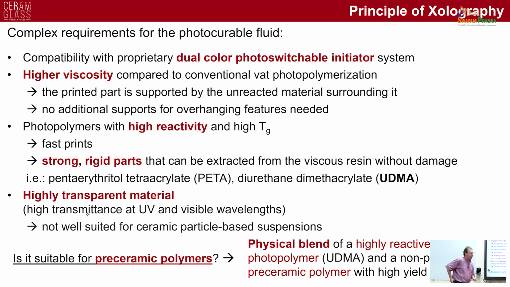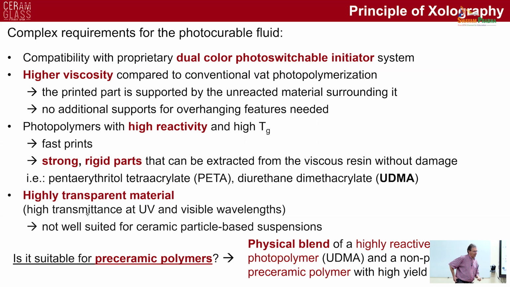One additional requirement is that the strength of the green body that you form needs to be high, because you need to then extract the part from the viscous liquid. You need to remove the non-reactive viscous liquid from the part without damaging it. So you need to find the correct materials. And besides possessing high reactivity, the material also needs to be highly transparent.